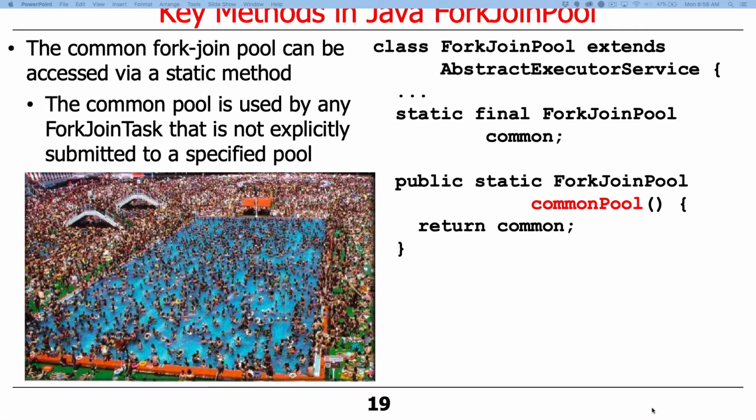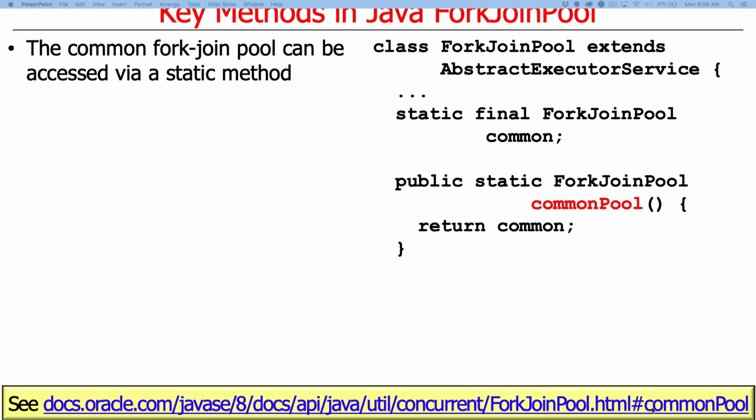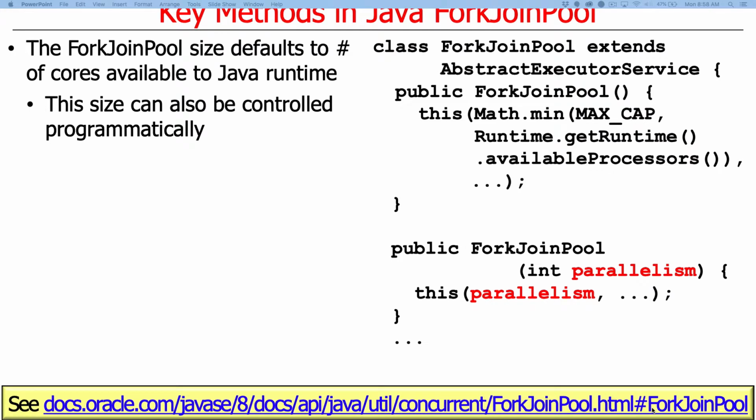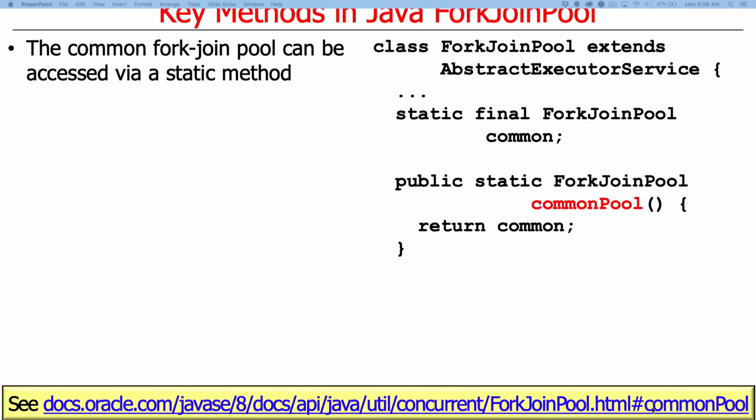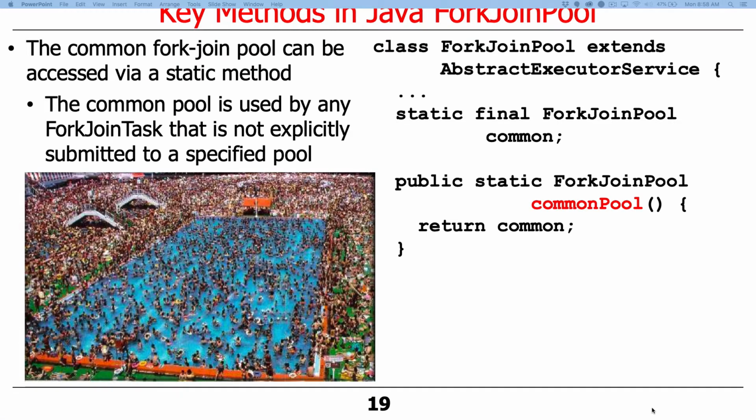This common pool will be used by any ForkJoin task that's not explicitly submitted to a specific pool. So if you were to create your own special ForkJoinPool, either one using the default constructor or one here that specifically gives parallelism, then you can use that directly to submit tasks to. But if you don't indicate a specific pool, it'll use the common ForkJoinPool, and it'll glom everything into that pool.